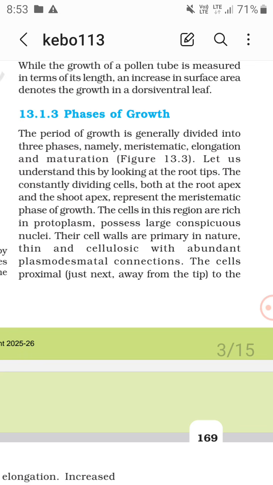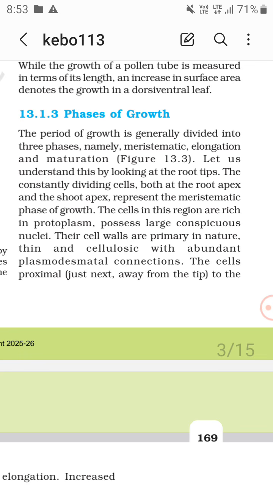Now what are the characteristics of cells in this meristematic phase of growth? The cells in this region are rich in protoplasm because they need to divide. They possess large conspicuous nuclei that we can see, and their cell walls are primary in nature.